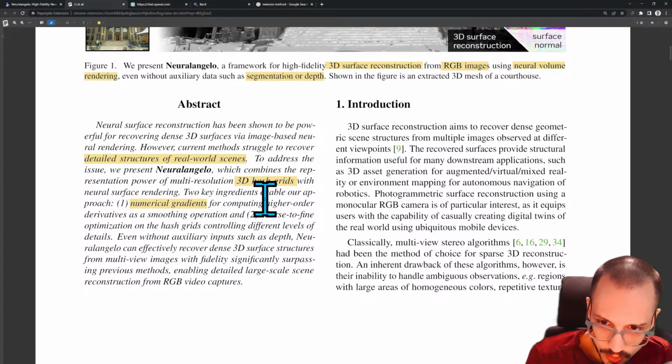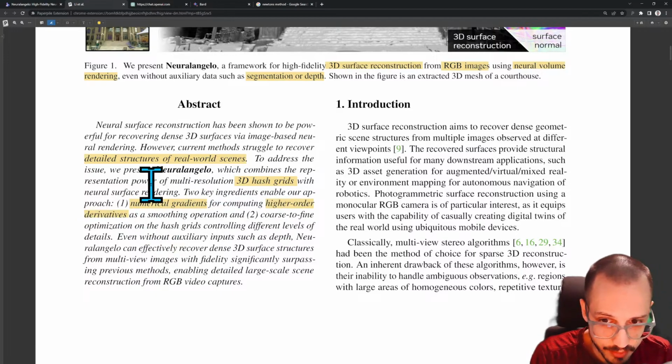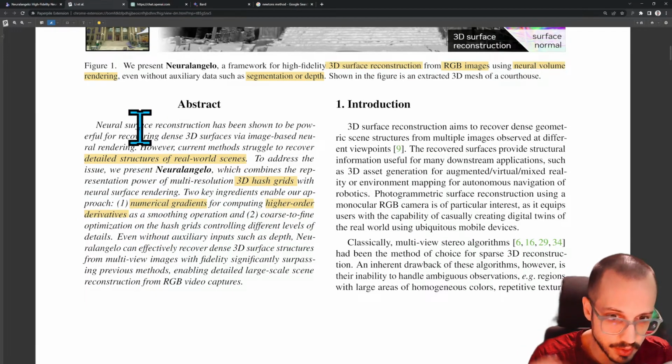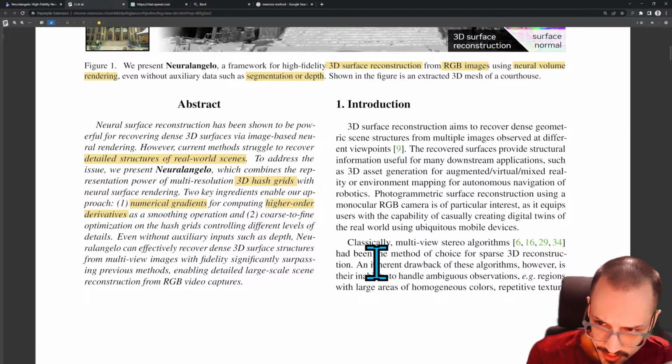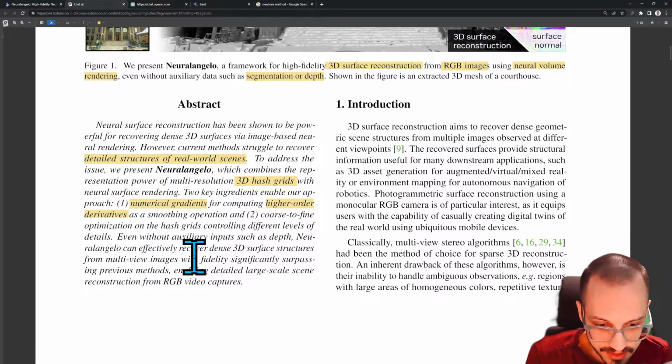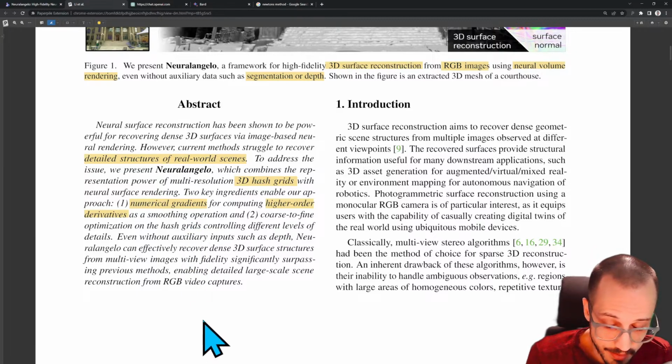For computing higher order derivatives, you have your first derivative, then your second derivative, your third derivative. So anything beyond the first is a higher order derivative, right? So velocity is the first derivative of position, and acceleration is the second derivative of position, or the derivative of velocity. So it's a higher order derivative of position.